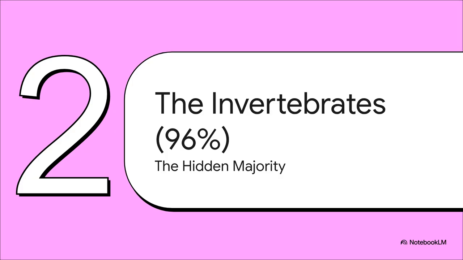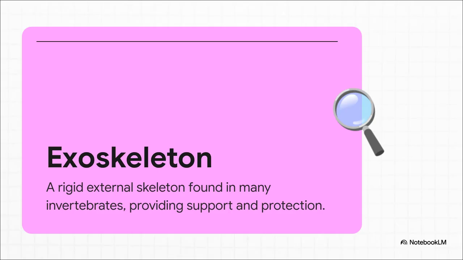Okay, we've met the 4%. Now, let's dive into the main event, that other 96%. We're about to explore the vast, amazing world of animals without backbones. So you might be wondering, if you don't have bones on the inside, what keeps you from just being a blob? Well, a lot of invertebrates have a brilliant solution: an exoskeleton.